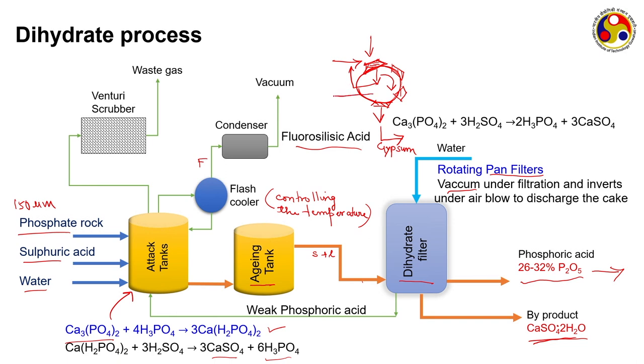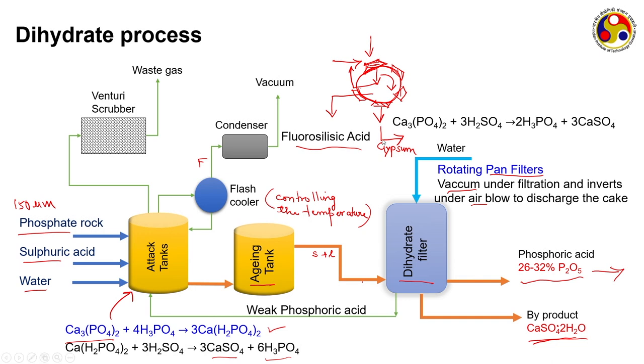After the washing is complete, at this point, instead of vacuum, you apply pressurized air. When you do a pressure air blow, any suspended solid particles present on the filter medium come out. Otherwise, if the gypsum particles remain here, they will block the filter medium, and the process cannot be continuous. To avoid that, you invert the pressure and pass air to discharge the cake as well as remove any suspended particles. This is exactly what happens in the dihydrate filter.